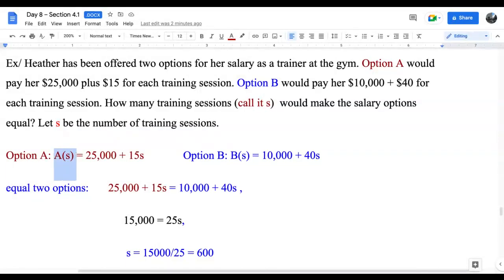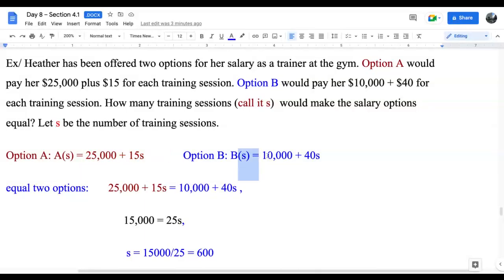So option A, let's name a function A of S, right? The one-time pay is $25,000, the salary. The commission part is $15 for each session. So if S is 1, there's $15. If 2 sessions, $30, and so on and so forth. So that's why it's 15S. A linear function, right?